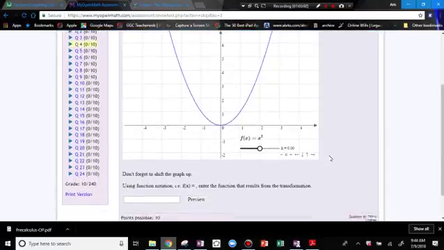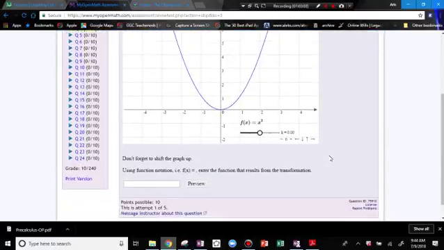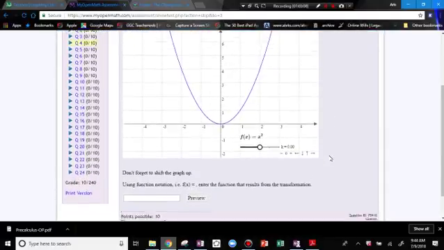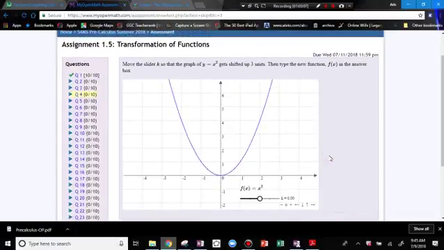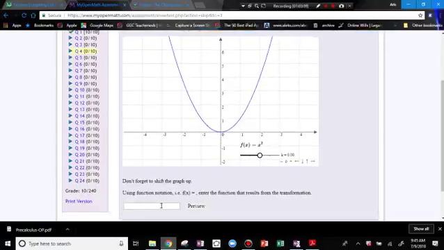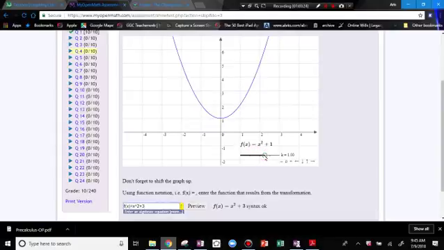What function will we like? Up 3 units. F of x equals x squared plus 3. Yes. And now we need to shift this thing, right? 1, 2, 3. I think that's it. We don't need to press OK or anything, right?